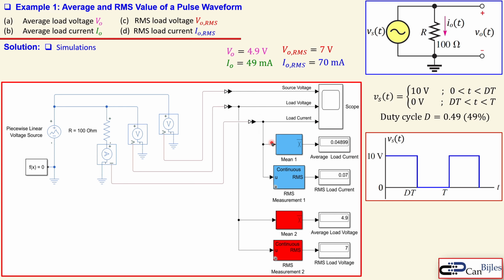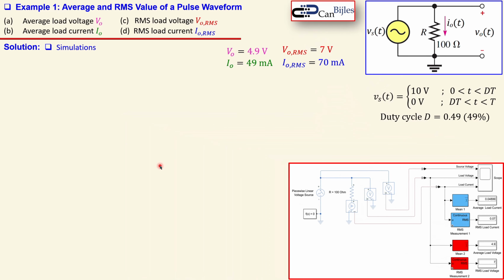But what you already have here is the average load current, RMS load current, average load voltage and RMS load voltage. So let's go one by one. The first one is average load voltage, because that was the first question. That's 4.9, which is also what we had. The second one is the RMS load current, which is 0.04899, so very close to what we have calculated. The other one is 7 volts for our RMS load voltage, and also the same, that is now here 0.07 RMS load current, which is then 70 milliamps. So that's all checked.